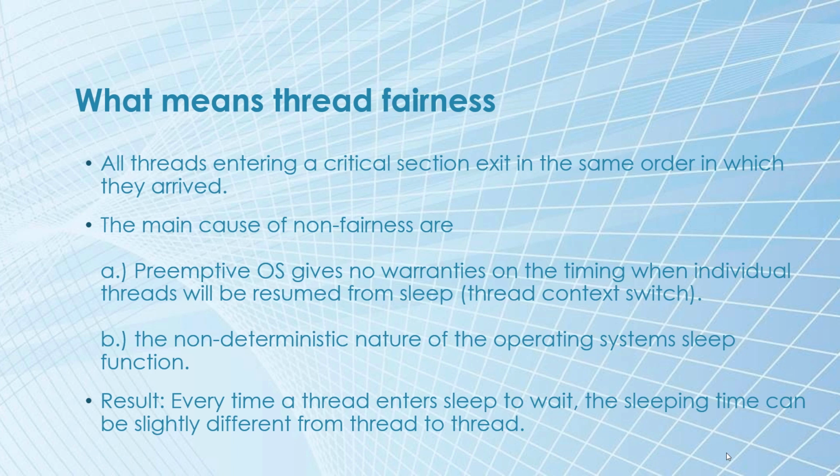This is the definition. The main causes of non-fairness are: the preemptive OS gives no warranties on the timing when individual threads will be resumed from sleep, the thread context switch, and the non-deterministic nature of the operating system's sleep function. These are the two main reasons, and the result is that every time a thread enters sleep to wait, the sleeping time can be slightly different from thread to thread.